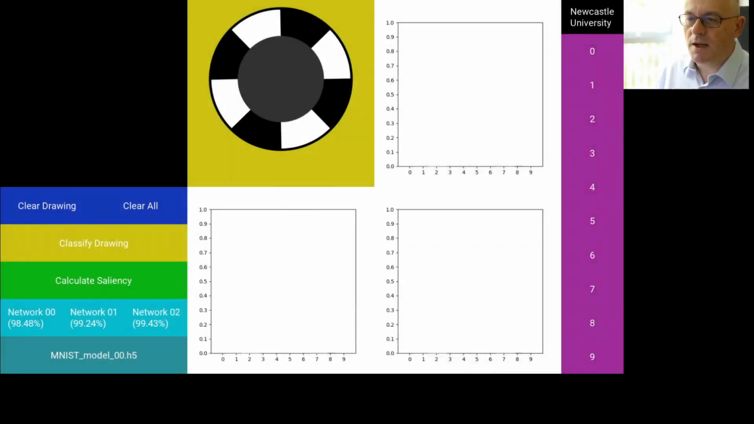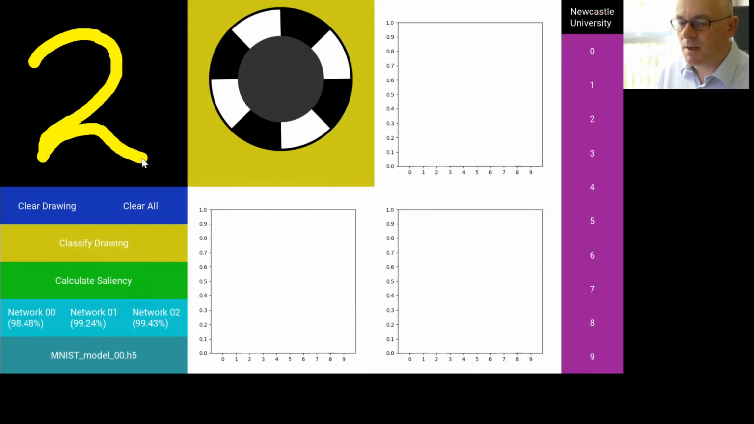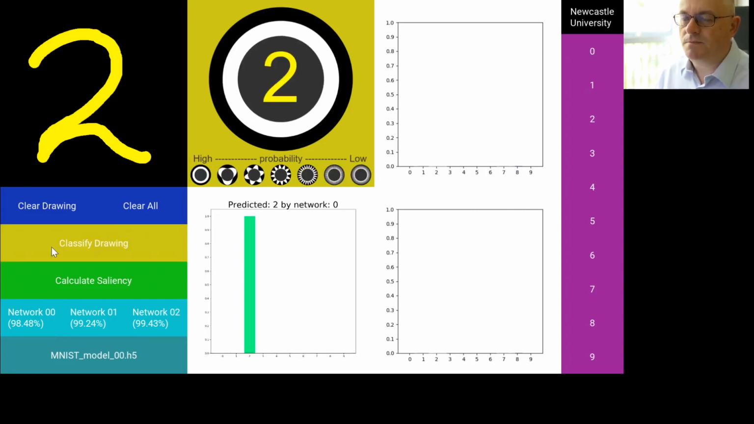I can draw a handwritten digit in this panel here. I can select a network, and I'll select network 0, which is the least accurate of these networks, and ask the system to classify that digit for me. And it says here, you can see straight away, it thinks this is a 2 with high probability.